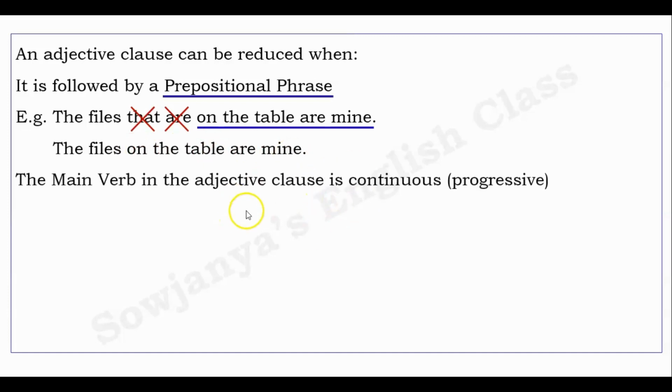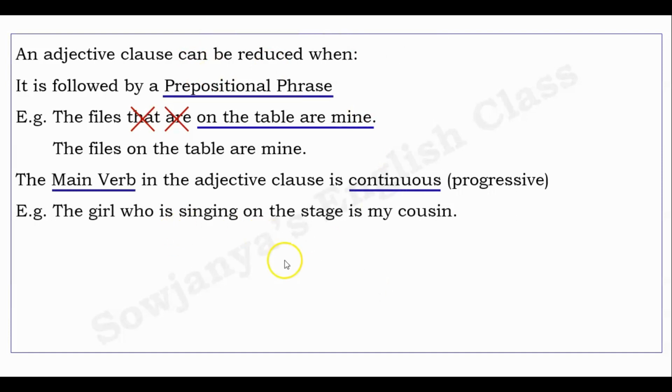The main verb in the adjective clause is continuous. If the main verb in the adjective clause is continuous, that is in progressive condition, then we can reduce it. How? Let us see the example. The girl who is singing on the stage is my cousin. So here singing is in continuous form.